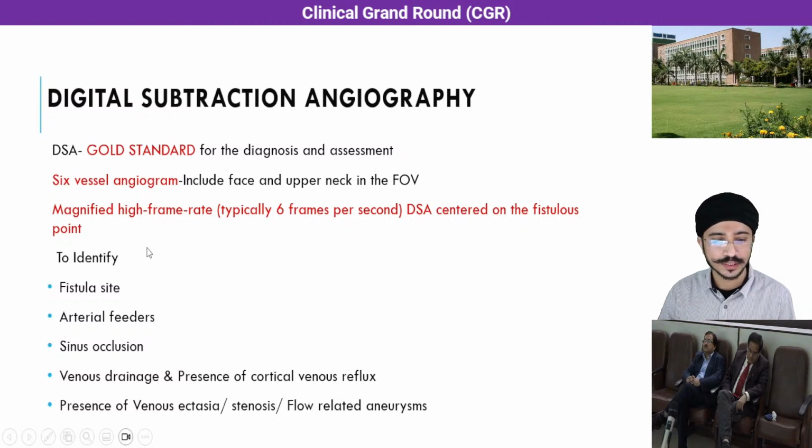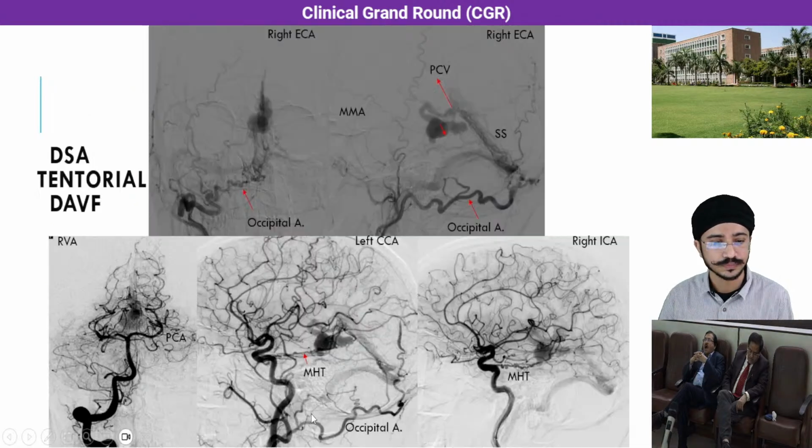What are the targets in case of DSA imaging? We have to identify the fistula site, arterial feeders, sinus occlusion, venous drainage, the presence of cortical venous reflux, and any venous ectasia, stenosis, or flow-related aneurysms.